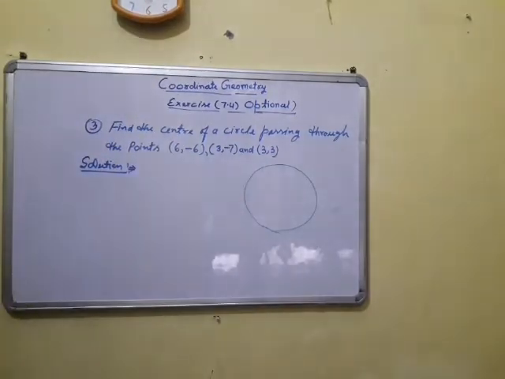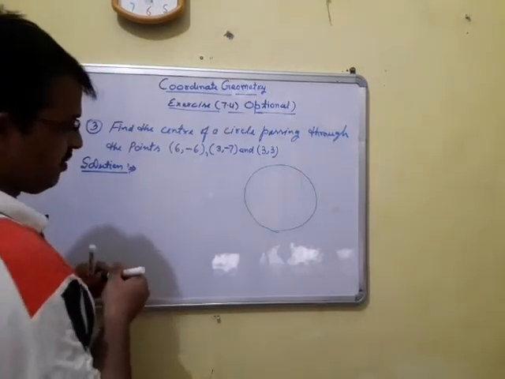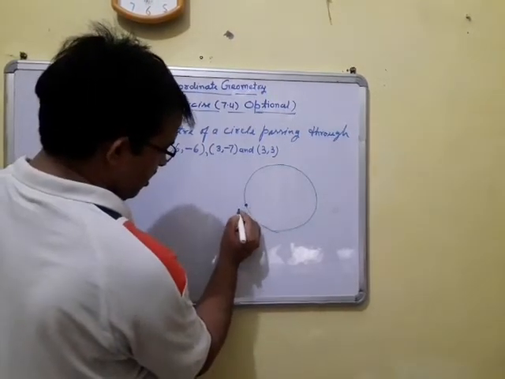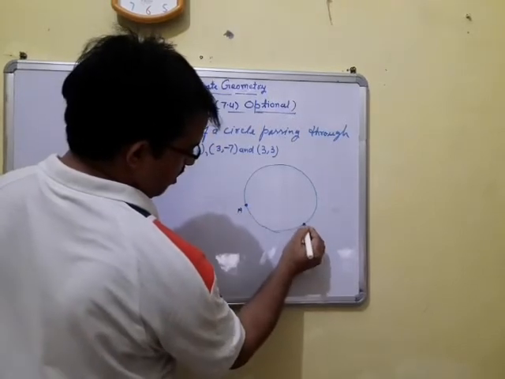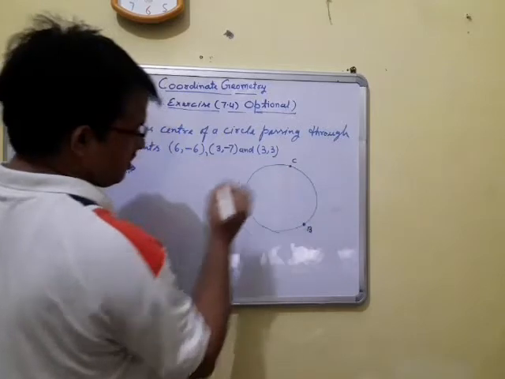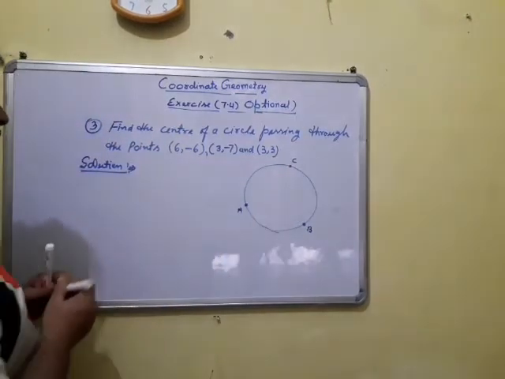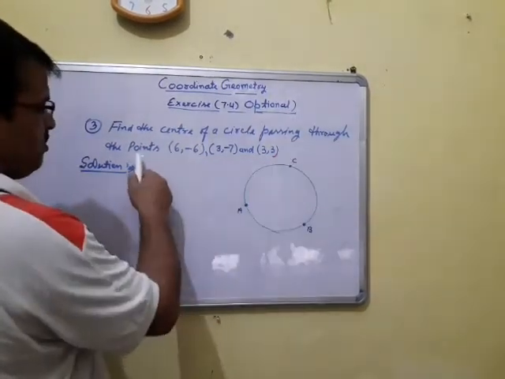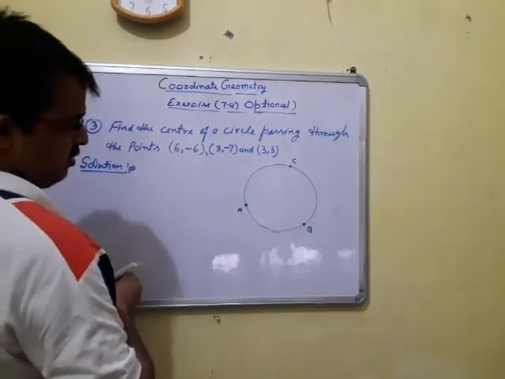This one is the circle passing through 3 points A, B, C. So their points let here is E, B and C points. ठीक है, यहाँ पे क्या कहना है? Find the center of circle passing through 3 points.